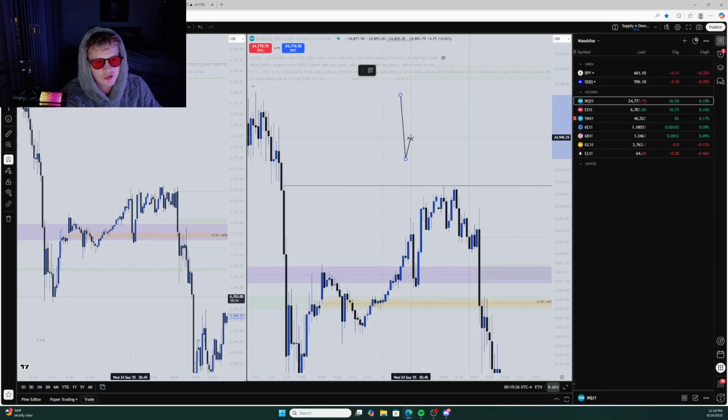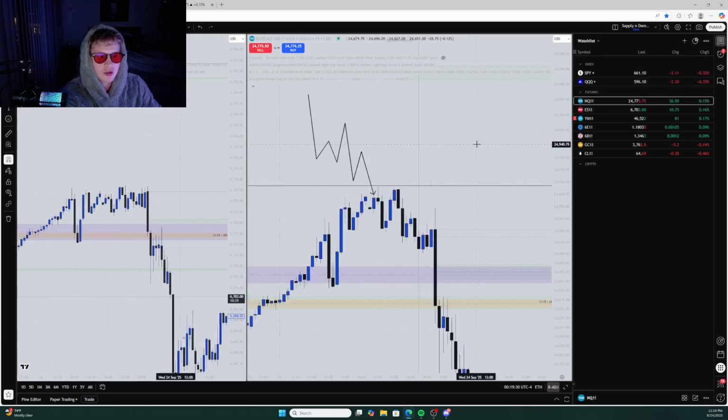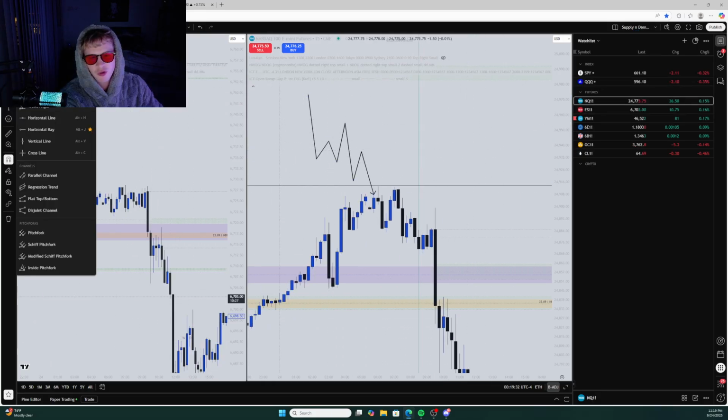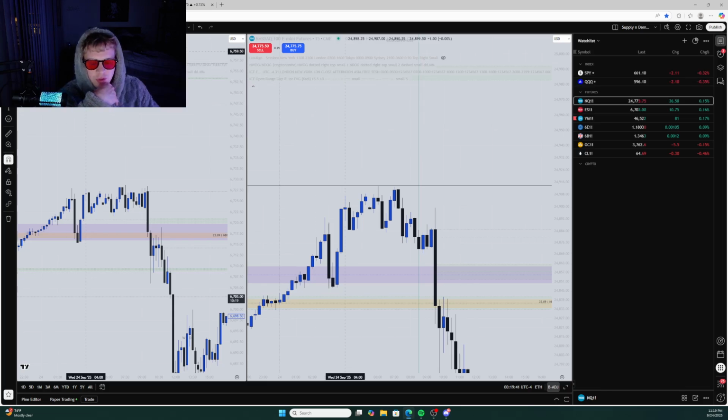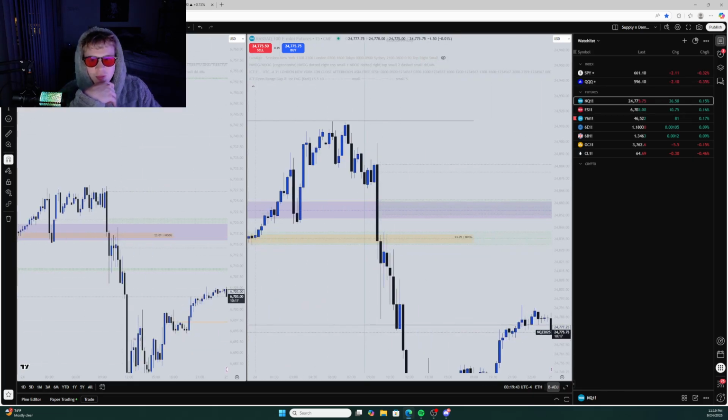Pretty much we're looking for some sort of breaker inside of this. If we were to form something like this SMT here, that's pretty much what you're looking for. So at that point, I was looking for something in here, some sort of SMT inside this breaker.